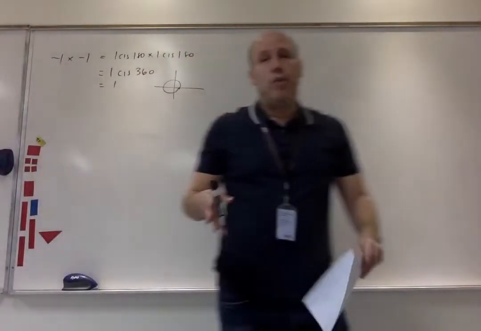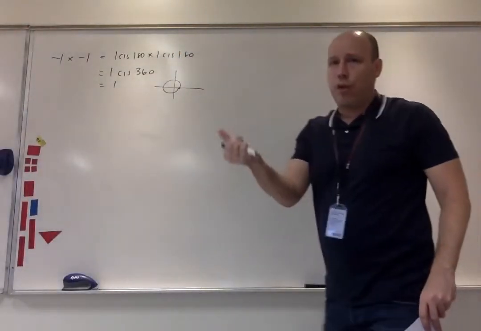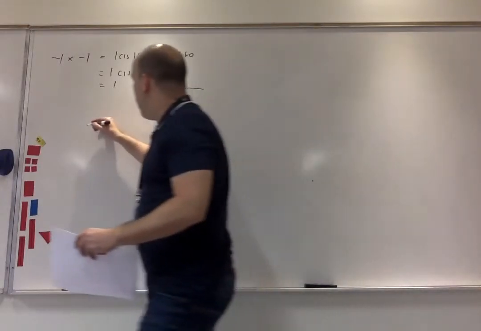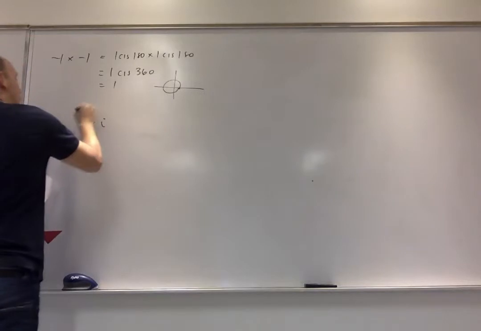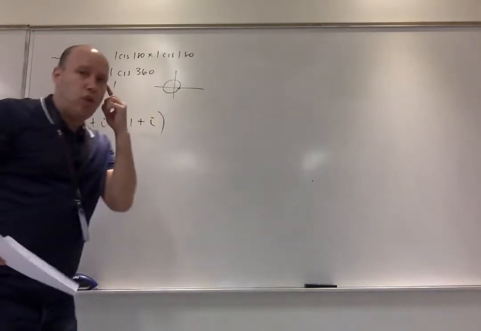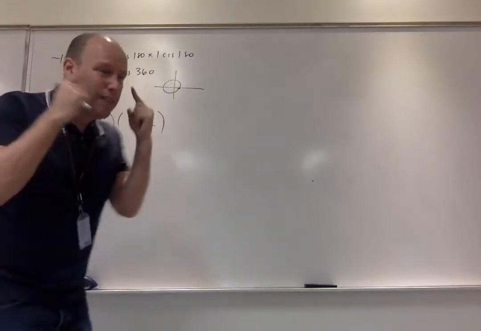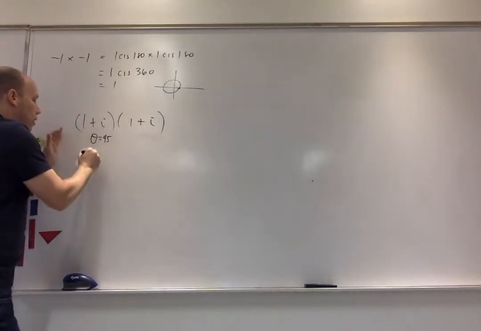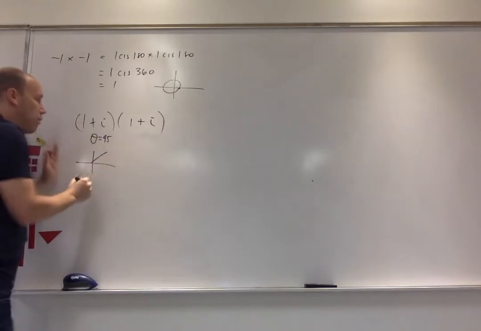The other thing you need to remember is these special angles: 30, 60, 30, 45, 60. So for example, if I say 1 plus i times 1 plus i, because you just visually see it, you're like, okay, wait a minute, this argument is 45. You know it's right there.